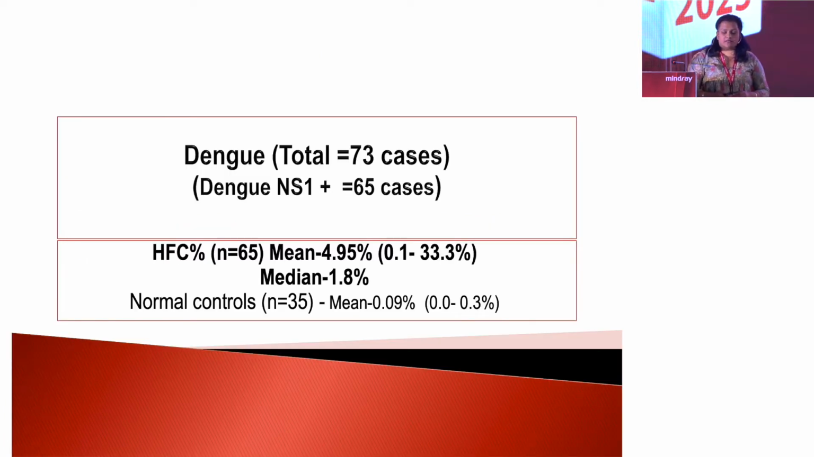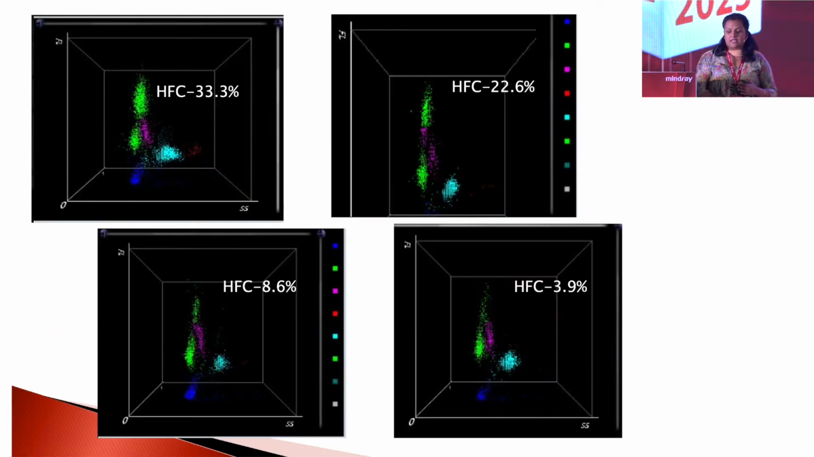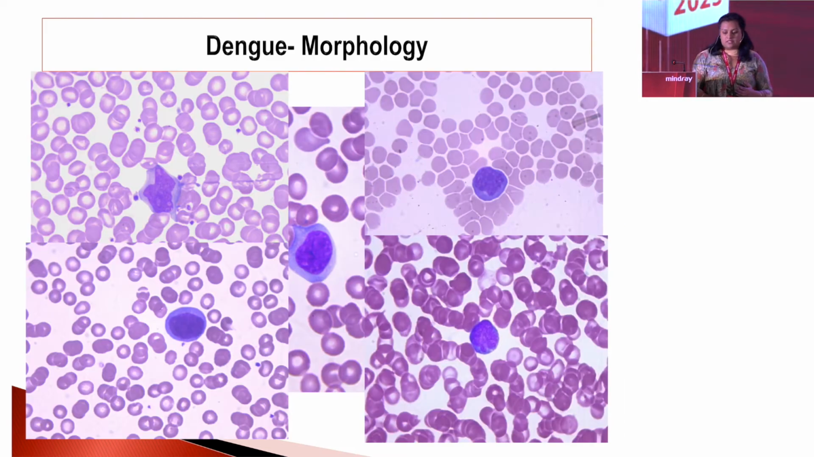So we had a total 73 cases of dengue, and the ones which had an NS1 positive were 65 cases. In the first sample, we just looked at the first sample that came to our lab, that is of patients with a febrile illness less than 10 days. In the first sample, we took the mean of the HFC and it was 4.95. When compared with normal controls, it was significantly higher. And this is a pattern that we saw with varying degree of HFC percentage.